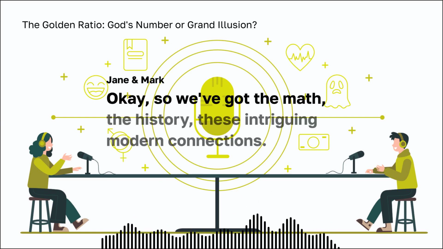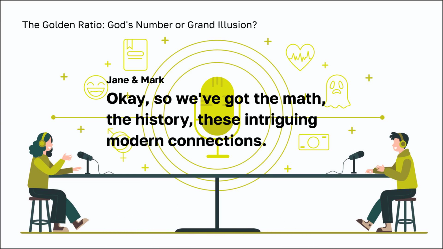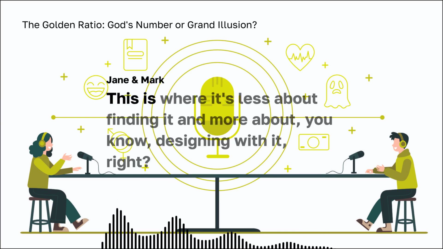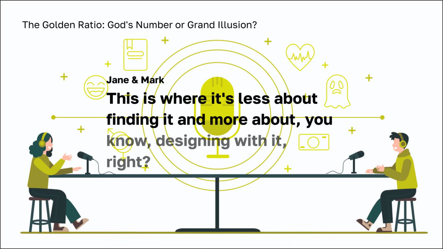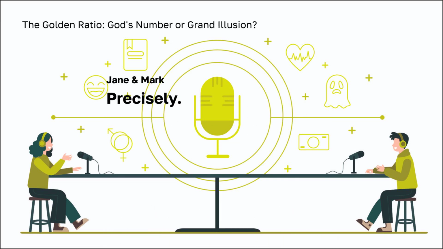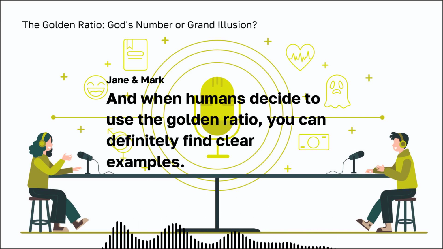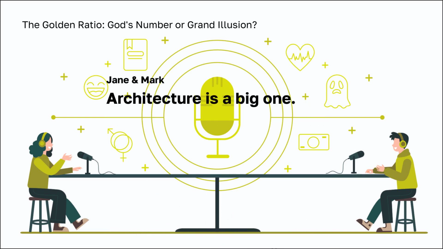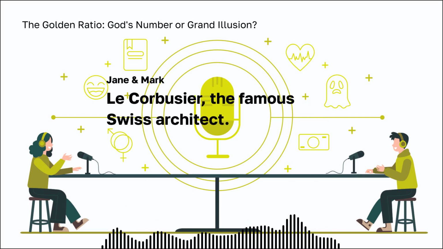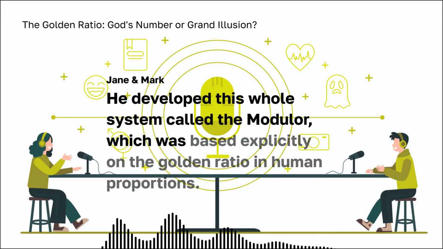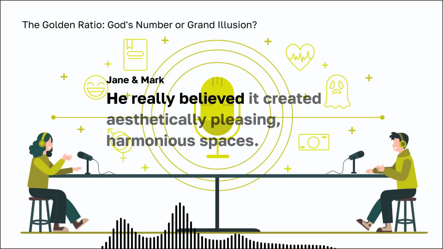Okay, so we've got the math, the history, these intriguing modern connections. Let's shift gears a bit. What about when humans intentionally use it? This is where it's less about finding it and more about designing with it, right? Precisely. And when humans decide to use the golden ratio, you can definitely find clear examples. Architecture is a big one. Le Corbusier, the famous Swiss architect, he was a huge proponent. He developed this whole system called the Modulor, which was based explicitly on the golden ratio and human proportions. He really believed it created aesthetically pleasing, harmonious spaces.